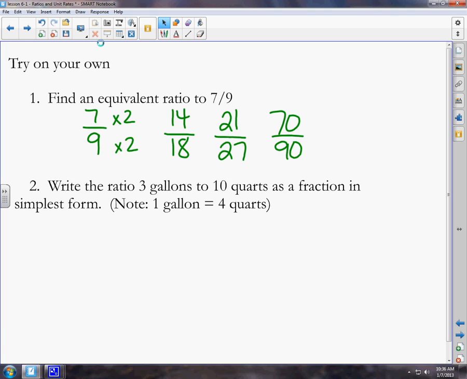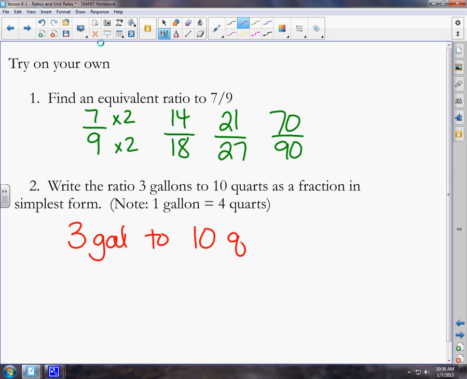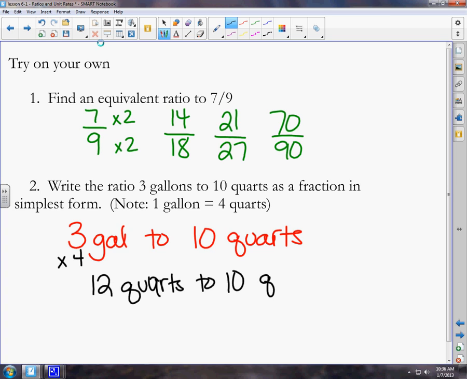Write the ratio 3 gallons to 10 quarts as a fraction in simplest form. Note that 1 gallon equals 4 quarts. So 3 gallons to 10 quarts. I'm going to change that first. So 3 gallons times 4 would be 12 quarts to 10 quarts. And they want it as a fraction in simplest form. So it'd be 12 over 10, which equals 6 over 5.